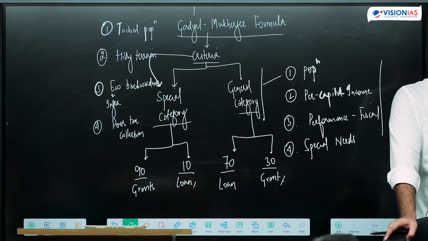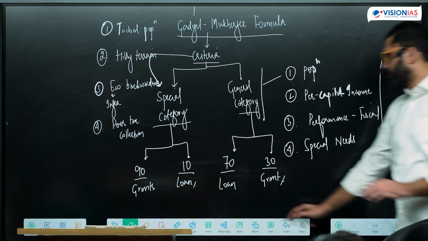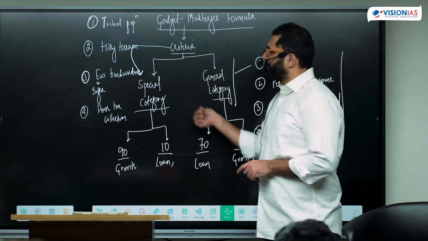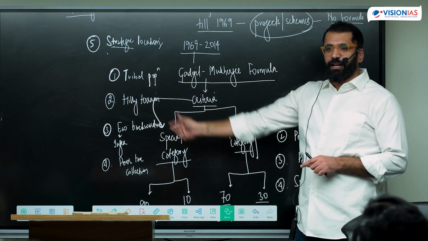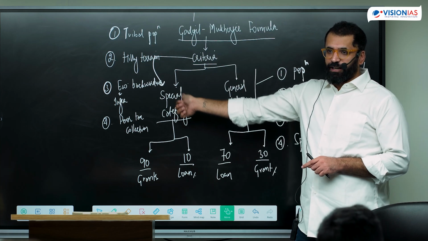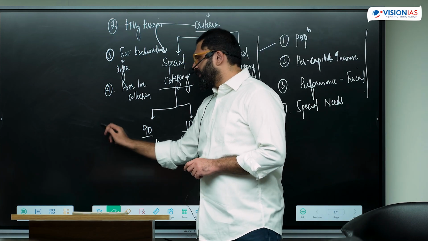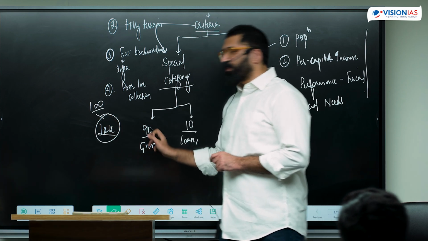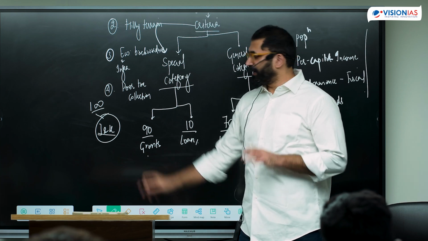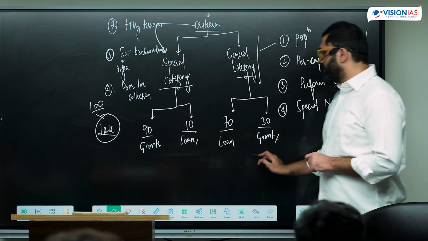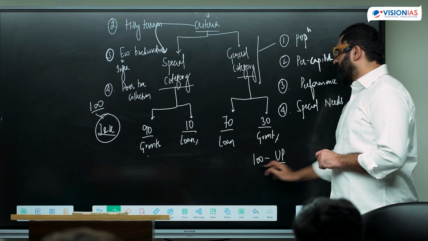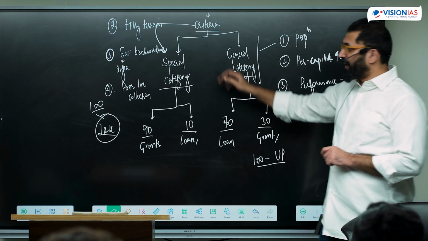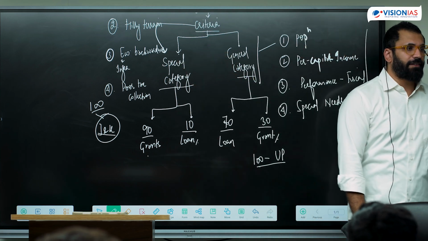Is this clear? Special category status. So what I have done here is, I divided the states on five factors. Based on that, I found out certain states are special category, right? So in special category, if my particular state is, say, Jammu and Kashmir, and I have to give 100 rupees to Jammu and Kashmir, 90 rupees will be grant. That means they don't have to return it. Only 10 rupees is what they have to return. But if the same 100 rupees has to be given to, say, Uttar Pradesh, 70 rupees is the loan and 30 rupees is the grant, so 70 rupees is what they have to return. So I have divided the states based on a particular criteria. I have devised a formula.